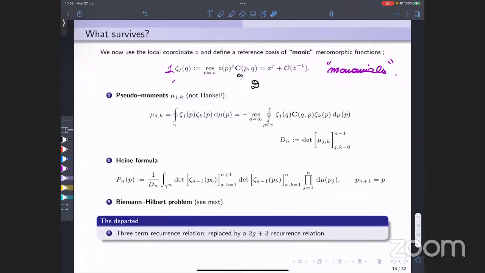Now, what doesn't survive is the three-term recurrence, but you can replace it by a 2G plus 3 recurrence relation. Of course, you multiply by a function which has a single, not simple, but single pole at infinity. And then you know by the Weierstrass gap theorem that the smallest pole that you can have is G plus 1. Okay? It's G plus 1, and that's why when you multiply by this, then you can construct a 2G plus 3 recurrence relation. But I'm not going to focus on that.